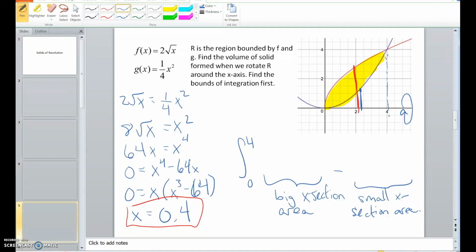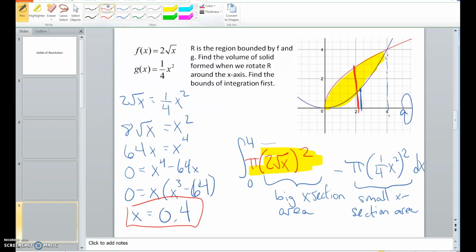Okay, so go ahead and try to fill in the first part. What is an expression for the area of one of the red cross-sections? Okay, the red graph is f of x, so if the radius is 2 root x, the area of that cross-section would be pi times 2 root x squared. Okay, go ahead and fill in the small cross-section area. All right, so the radius of the small cross-section is just 1/4 x squared, which means that the area is pi times 1/4 x squared.